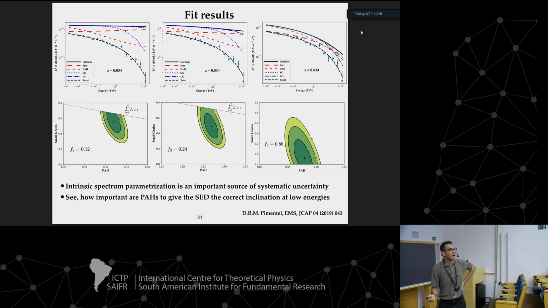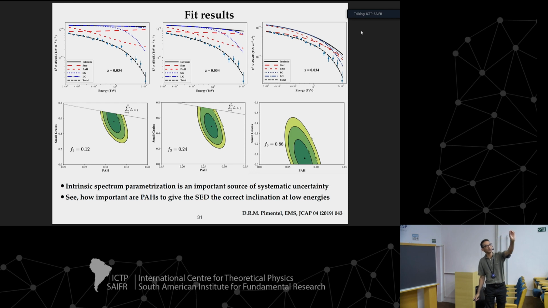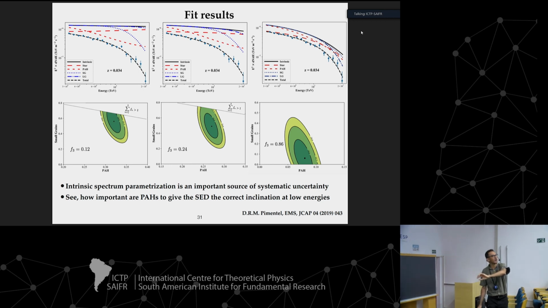And this is a limitation because you are working with a single source. You take a single source at a single redshift, and you try to fit at the same time the intrinsic spectrum and the absorption on the way. So of course, there's going to be degeneracy. You can play with intrinsic characteristics of the emission spectrum and with the absorption and still fit the data. So if you want to break this degeneracy, you need more than one source, and you need sources at different redshifts, basically.